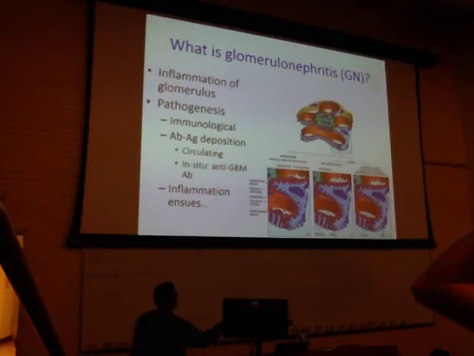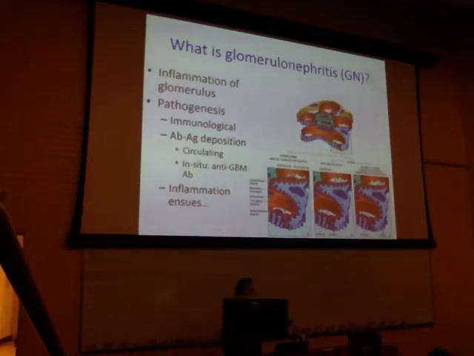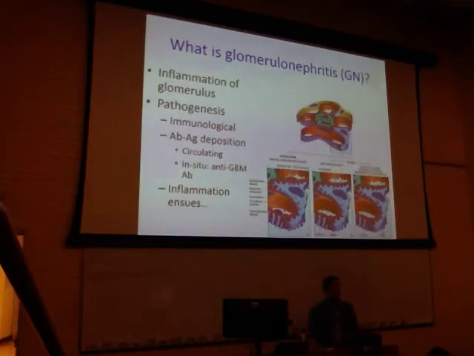Then the next type is called in situ. That's a word that means in location, and this is more of a type 2 hypersensitivity strategy. Remember type 2? Type 2 is where the antibody reacts toward an antigen that is found on a piece of tissue, not something circulating around, but something that's there.